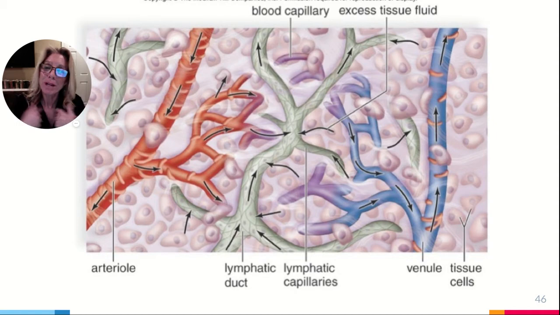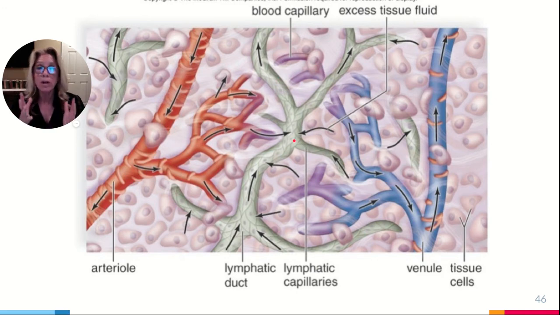It'll return that fluid to the vein. You have your subclavian veins right here, so that fluid will get returned. I'm going to talk to you all about that in our next chapter when we learn about the lymphatic system. So put a pin in that, but for right now, you just know that it picks up any excess tissue fluid.